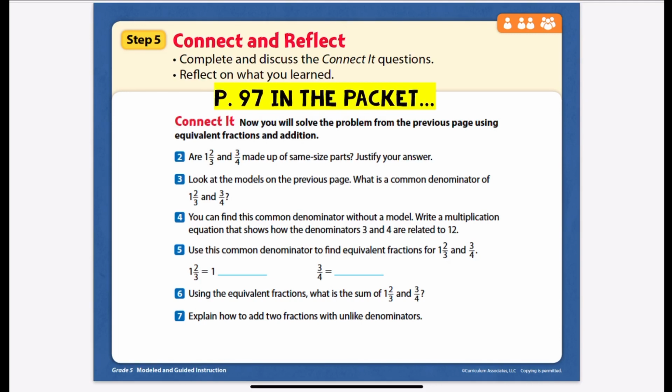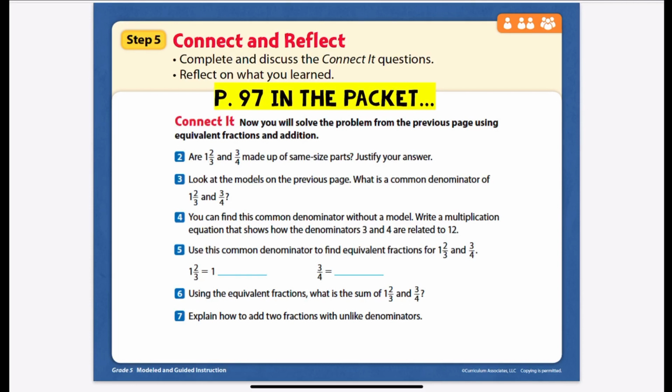So let's connect and reflect. Guys, we're almost done with this part. If you're following along, it again is on page 97 in the packet. So let's answer a couple of questions, and we've already really talked about a lot of these. Are 1 2/3 and 3/4 made of the same size parts?